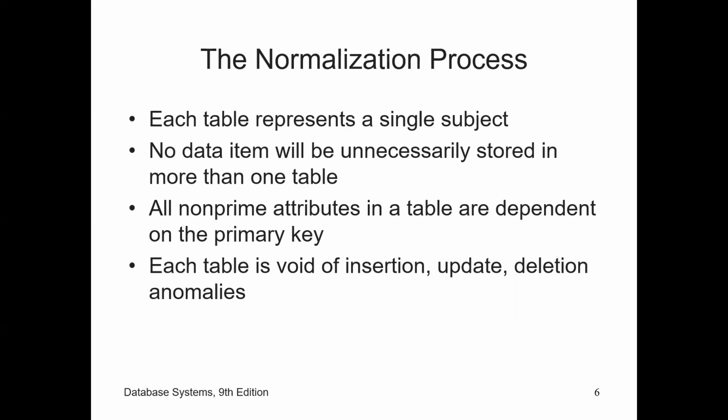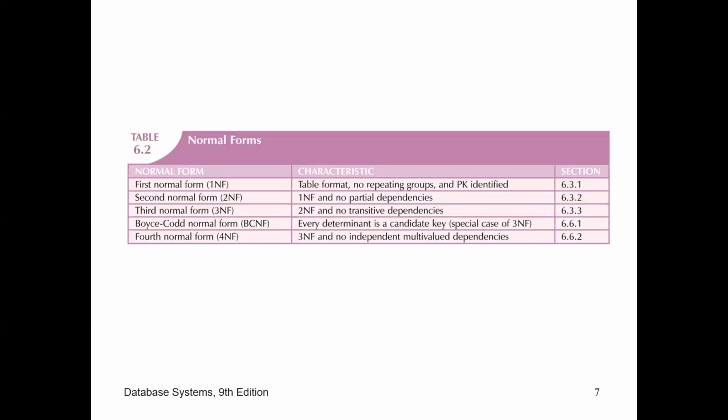The next characteristic is that all non-prime attributes in a table are dependent on the primary key: the entire primary key and nothing but the primary key. The reason for this requirement is to ensure that the data are uniquely identifiable by a primary key value. The next characteristic: each table is void of insertion, update, or deletion anomalies. This is to ensure the integrity and the consistency of data.